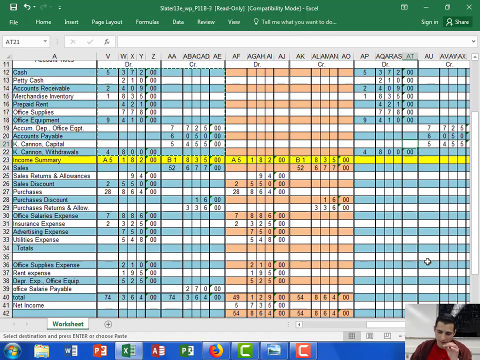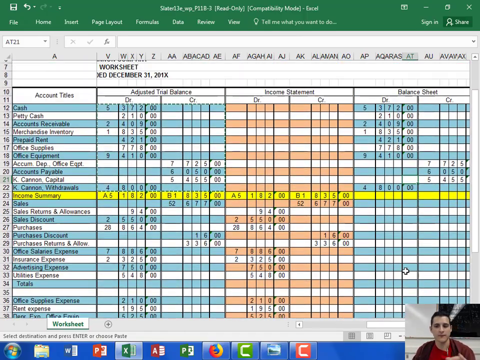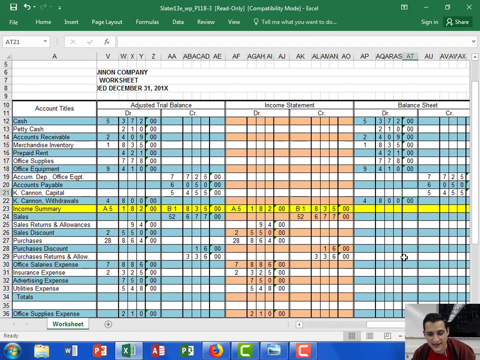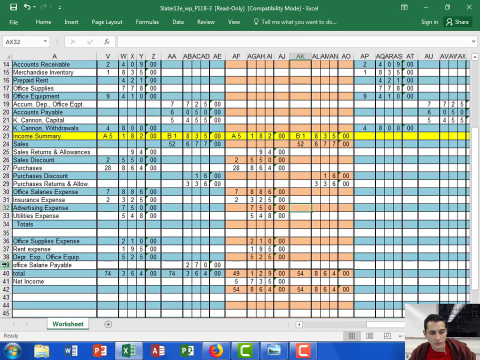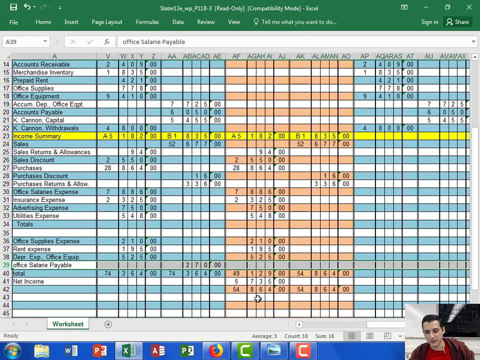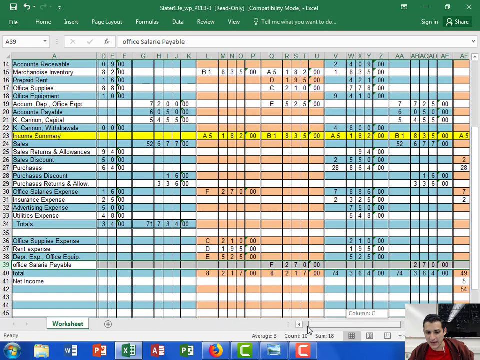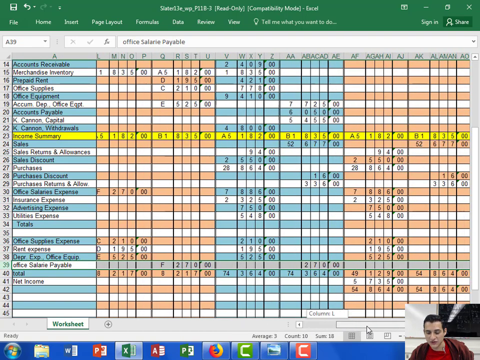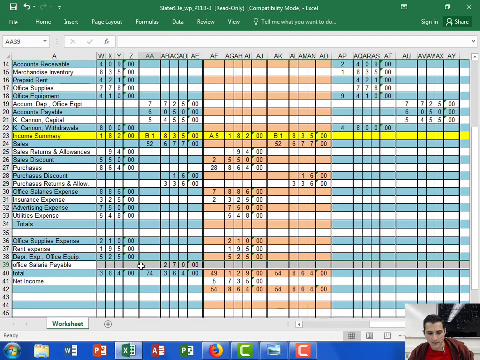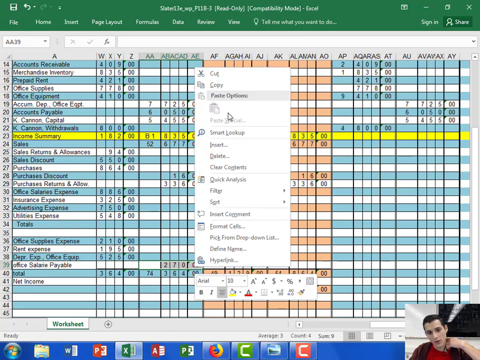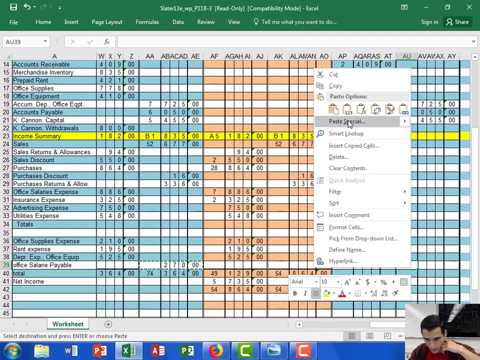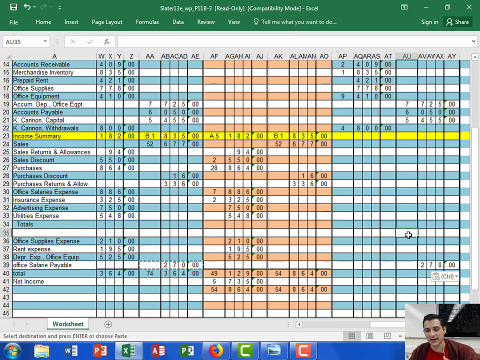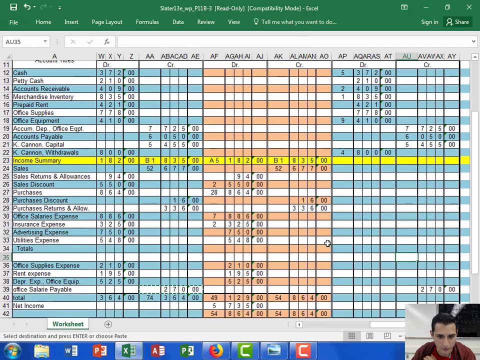But don't forget, there's one thing that you may have overlooked, or may have actually accidentally added into your income statement, which may throw some of your numbers off. And that is the final adjustment that we did, which was office salaries payable. Now that account needs to be also included in your balance sheet. So that $270 needs to come over in order for things to balance out, or for your numbers to be correct.